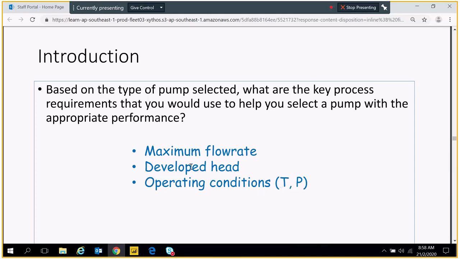And developed head. Now developed head, in this case here, you just imagine the pump. After the pump, we have a discharge pressure. Before the pump, you have a suction pressure. So the pump discharge pressure minus the pump suction pressure. Discharge minus suction. That is known as developed head. The head that's developed by the pump, the additional pressure created by the pump. Remember, the pump is for liquid, compressor is for gas.